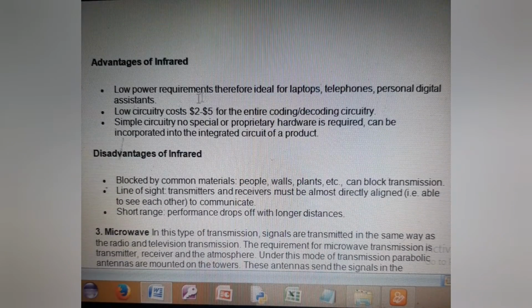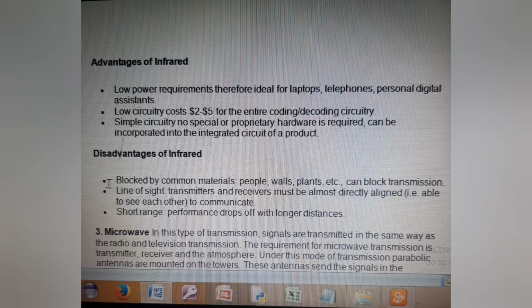The advantages are low power requirements, therefore ideal for laptops, telephones, and personal digital assistants, because it does not require high power. Then low circuitry costs for encoding or decoding the circuitry. So the cost is very low, so people prefer infrared. Then simple circuitry: no special proprietary hardware is required for infrared.